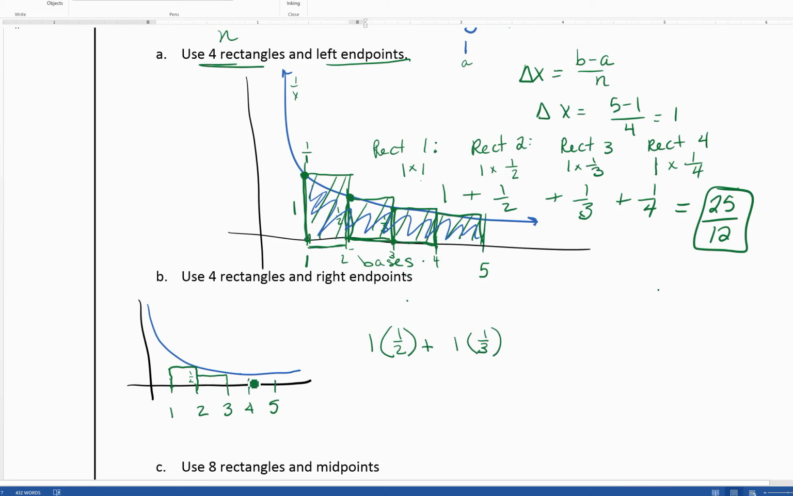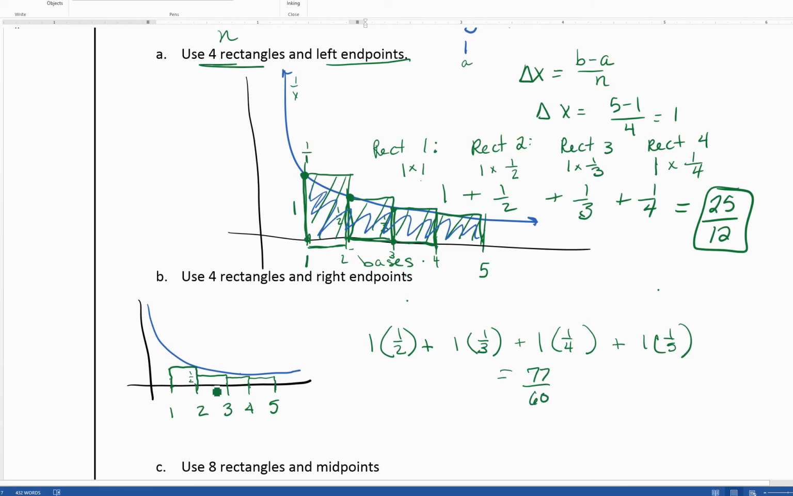Our third rectangle, we'd be going up at 4. So we'd have width of 1, height of 1/4. And the fourth one, we'd be going up at 5. So we'd have 1 times 1/5. So if we add this, we get 77 over 60.